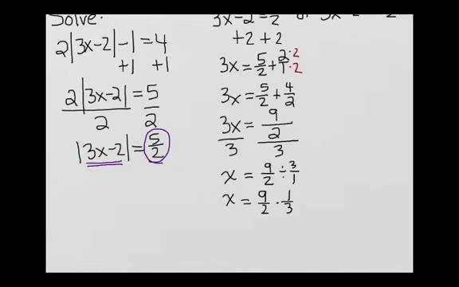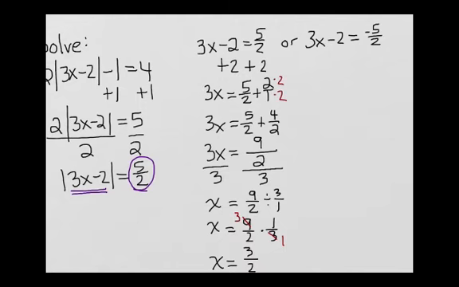And now I can first think about canceling out any common factors in the numerator and the denominator, and 3 and 9 have a common factor of 3. 3 divided by 3 is 1. 9 divided by 3 is 3. And when I multiply together, I now get 3 times 1 is 3 for my numerator, and 2 times 1 is 2 for my denominator. So one of our possible solutions is x is equal to 3 halves.